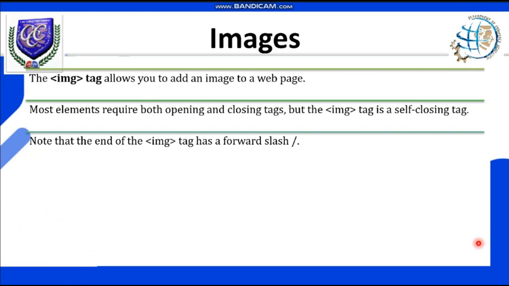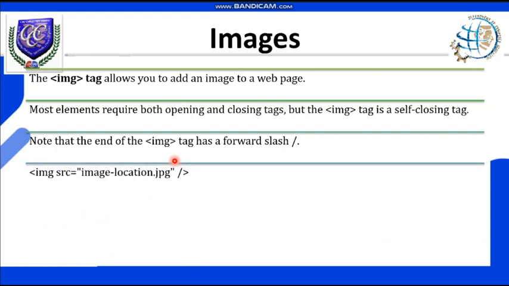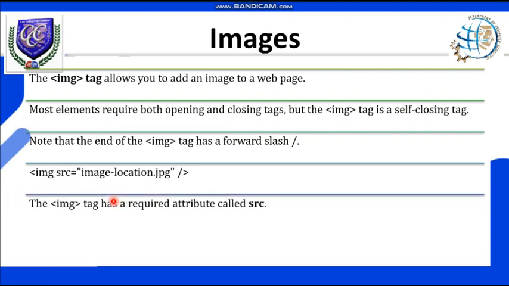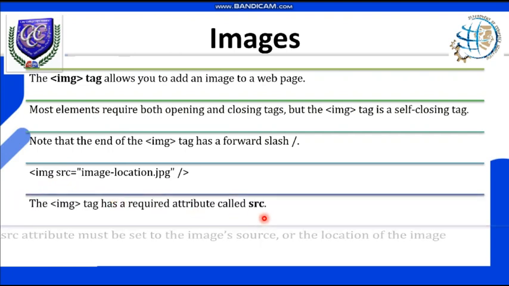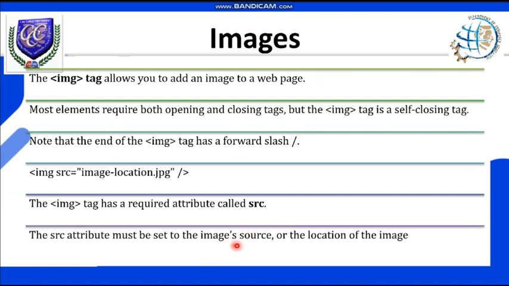Okay, going back to our discussion. Another thing that we need to know, itong ating example, no? Image, SRC equals image location.jpg. One attribute that an image element will contain is the SRC. Okay, that's the SRC, again, SRC attribute. SRC is short for image source or the location of the image.